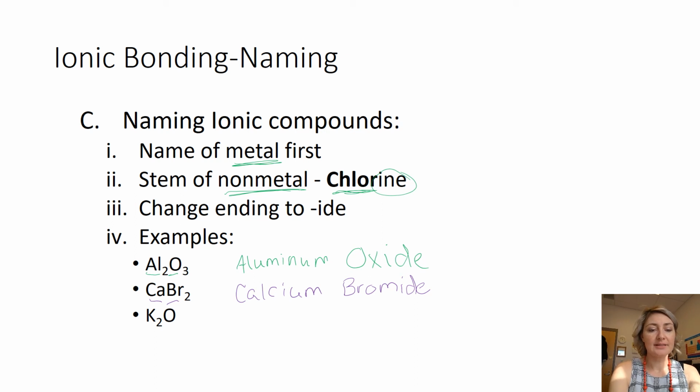And in our last example, we're working with potassium and oxygen. So I'm going to write out the metal, potassium, and I'm not going to change a darn thing about it. So we have potassium. And then oxygen, we're going to drop the ending of that name and change it to oxide.